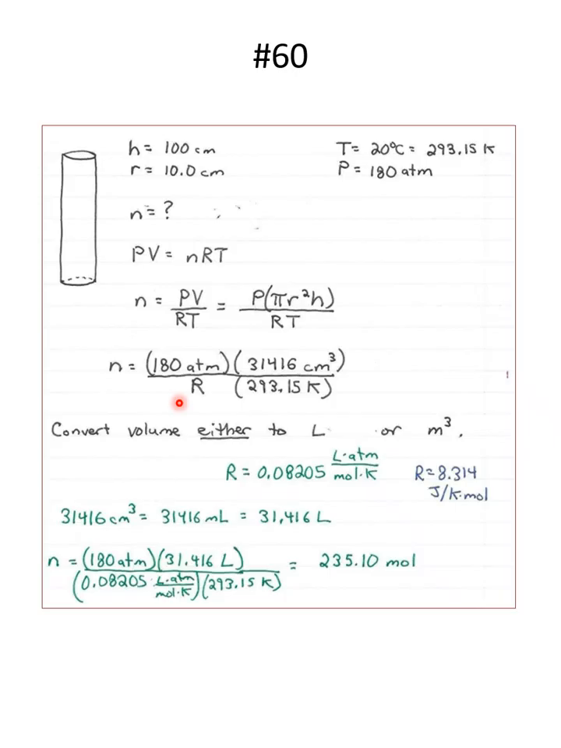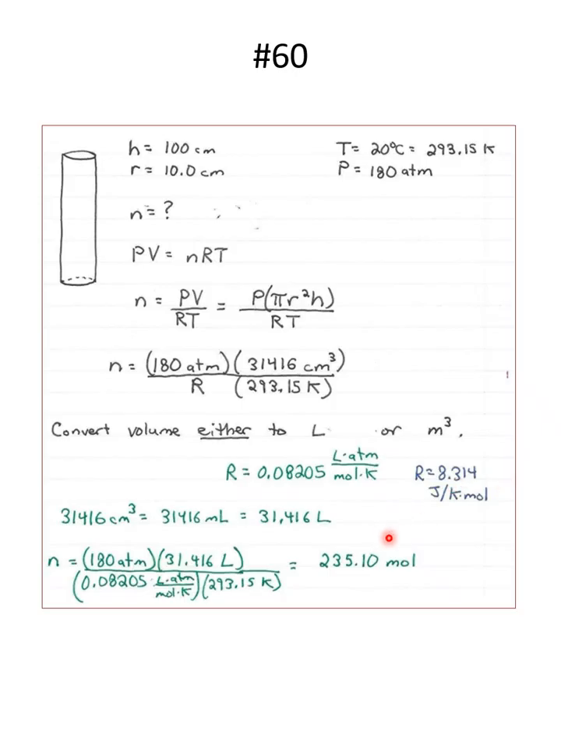Now, we need to think about the units we're going to use. We can convert the volume either to liters or cubic meters. The choice would lead us to what R value we're going to use. If we choose to go with liters, as I've done in the green ink, then we'll need R equals 0.08205 liters atmospheres per mole Kelvin. However, if we choose to turn this into cubic meters, we're going the MKS route, then R is 8.314 joules per Kelvin mole. And it doesn't matter which way you go, just pick one.